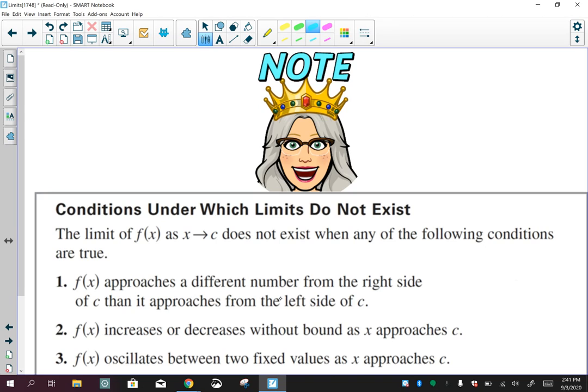f of x approaches a different number from the right side of c than it does from the left side of c. So when you're looking at that, you have to approach the same value in order for something to exist.